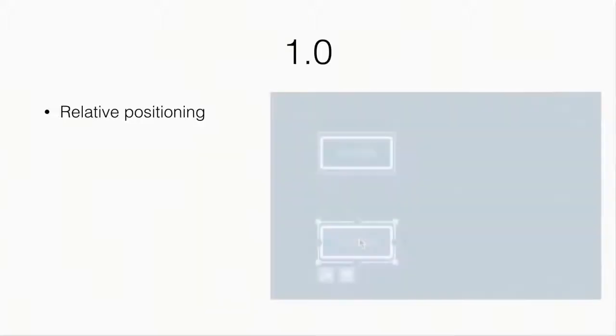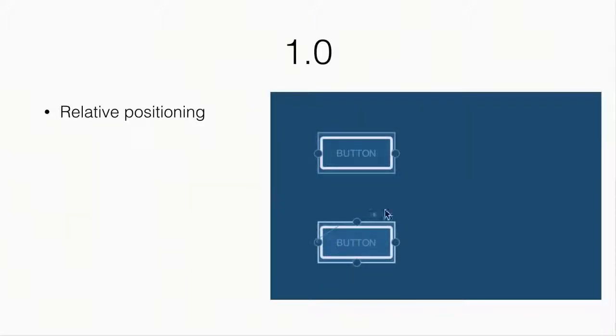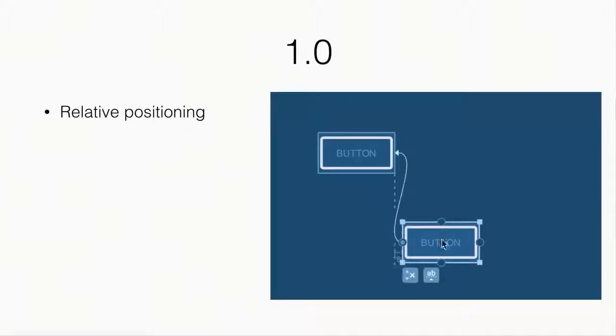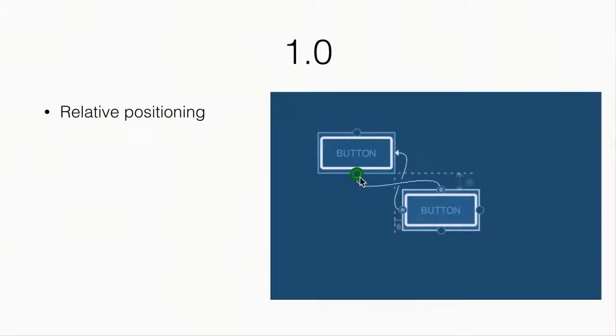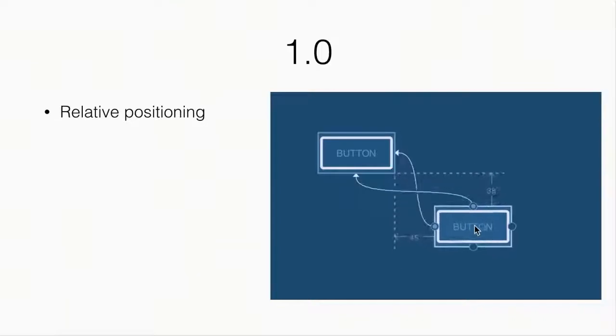So 1.0, what did we have in terms of features? What did we show you last year? And what did we add in the meantime? So we had the original idea of having relative positioning. You can set up your layout so that one button is going to be positioned relative to another element. Very similar to relative layout, with a couple of interesting tweaks.